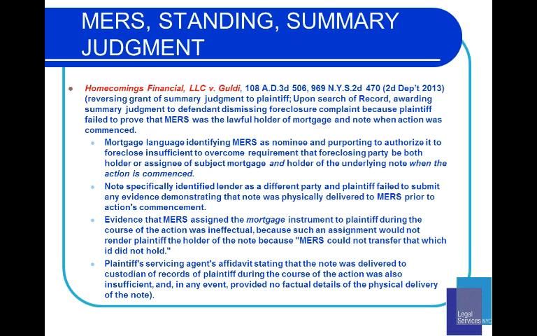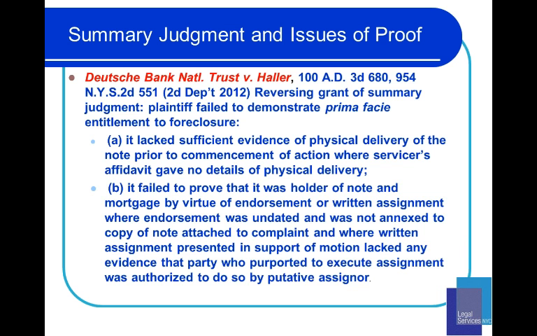And the plaintiff's servicing agent's affidavit stating that the note was delivered to its records custodian gave no details of the physical delivery of the note. That's something you can look for in your cases, which gives you good bases for challenging findings. The plaintiff failed to prima facie establish its entitlement to foreclosure. Its evidence of physical delivery gave no details whatsoever, and it failed to prove that it was the holder of the note by virtue of an endorsement or a written assignment, where it relied on an undated endorsement that was not annexed, and it did not show that whoever supposedly signed the assignment was authorized to do so. Again, I highlight this because this is a pattern that we see often: conflicting versions of notes, assignments, and endorsements.